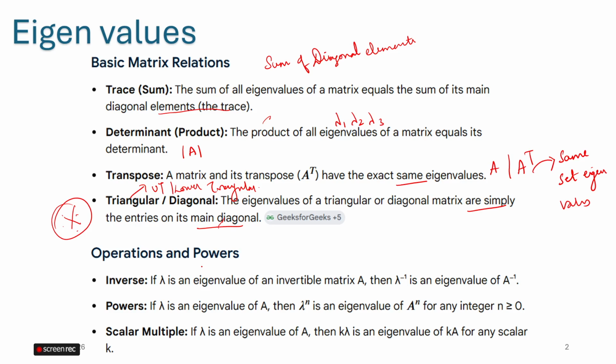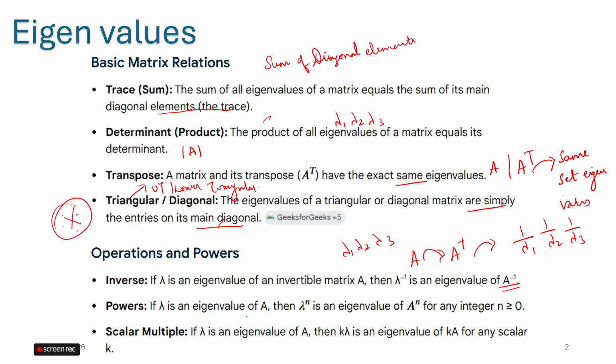Then we have operations and powers. If lambda is an eigenvalue of an invertible matrix A, then 1/lambda is an eigenvalue of A inverse. Suppose you have a matrix A and you are finding A inverse, and the eigenvalues of A are lambda 1, lambda 2 and lambda 3. Then the eigenvalues of A inverse are 1 by lambda 1, 1 by lambda 2 and 1 by lambda 3, which is nothing but the inverse.